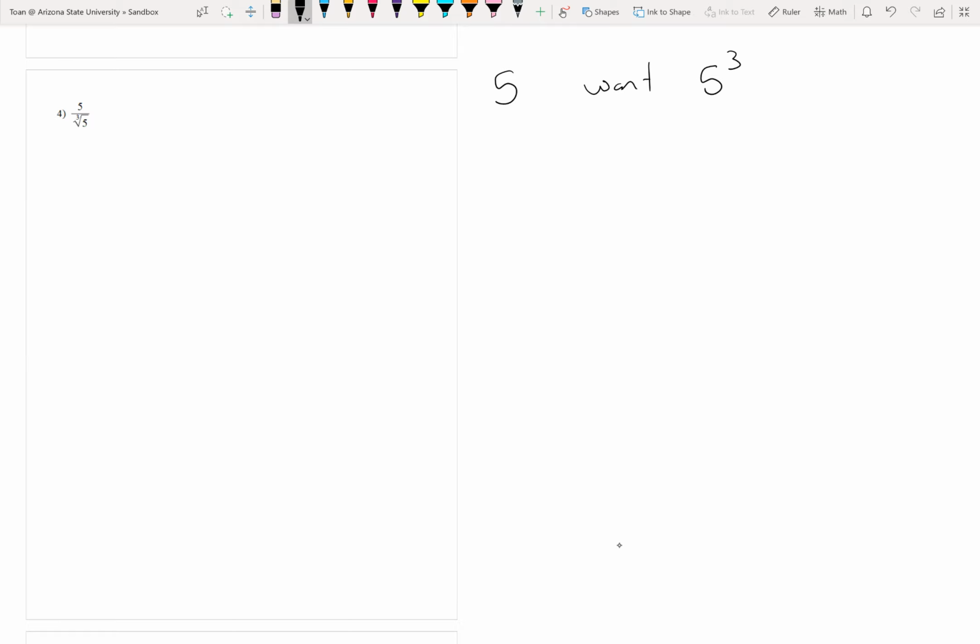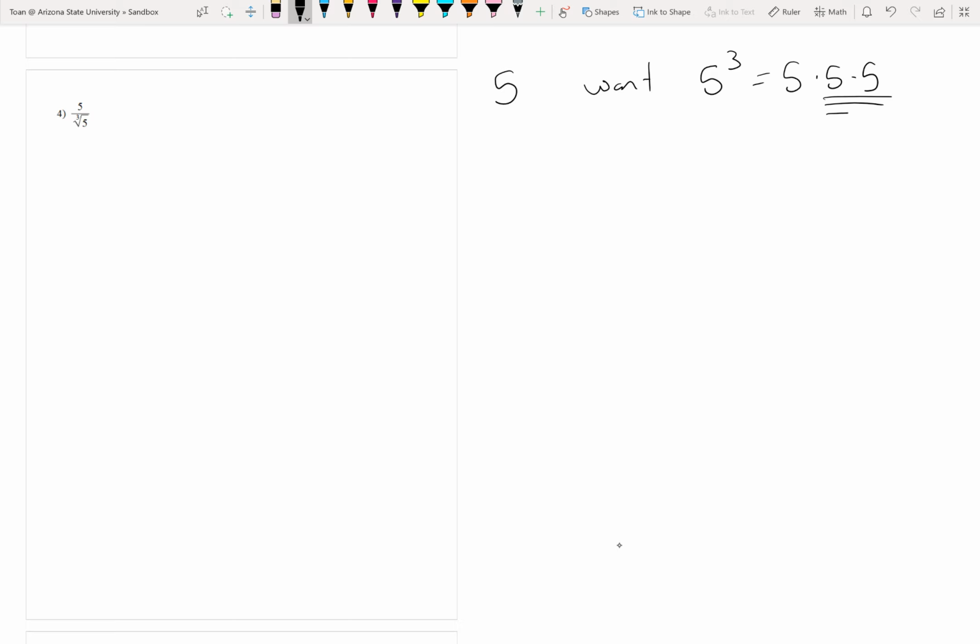Number 4 is the same concept, except it's a cube root instead of a square root. And again, the opposite of a cube root is an exponent of 3. An exponent of 3 means I need 3 factors. Well, in this case, I currently have just a regular 5. We have a 5. We want 5 cubed, right? Which is just 5 times 5 times 5.